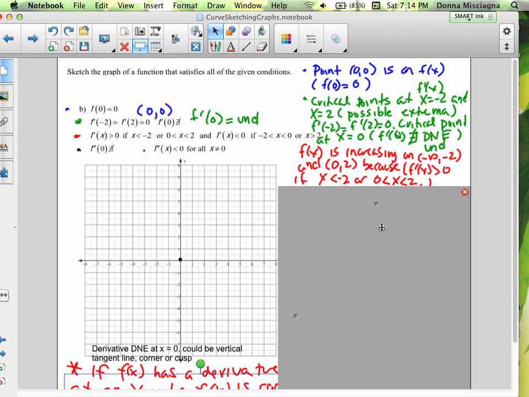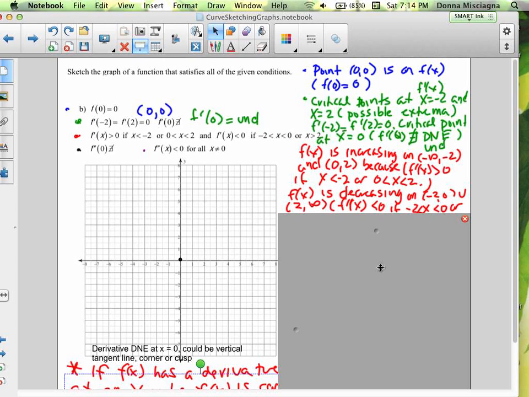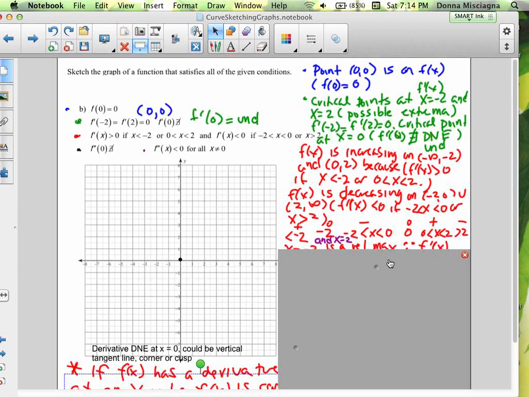So f of x is increasing on negative infinity to negative 2 and 0 to 2 because f prime of x is greater than 0 if x is less than negative 2 or between 0 and 2. F of x is decreasing on negative 2 to 0 and 2 to infinity because f prime of x is less than 0 if x is between negative 2 and 0 or greater than 2. So I have a sign chart there.